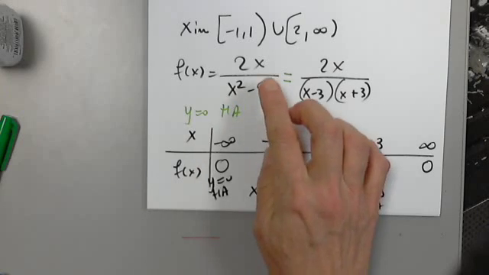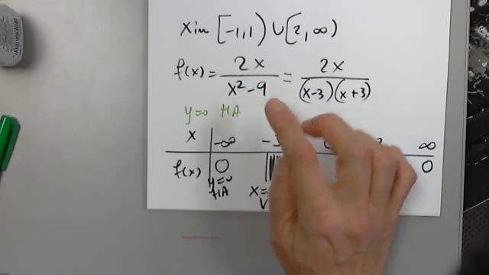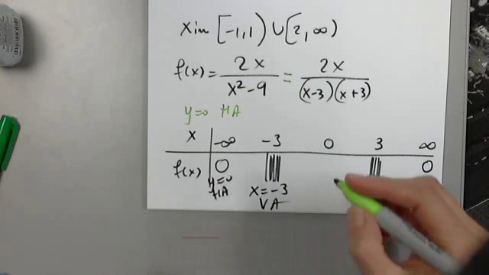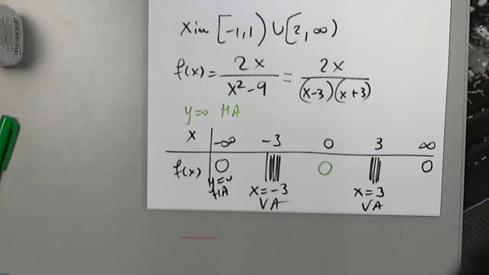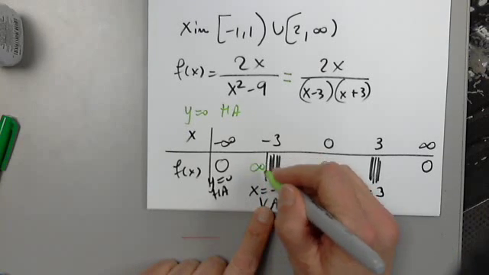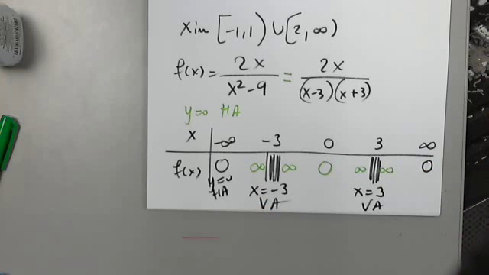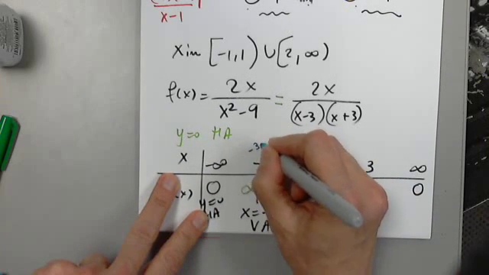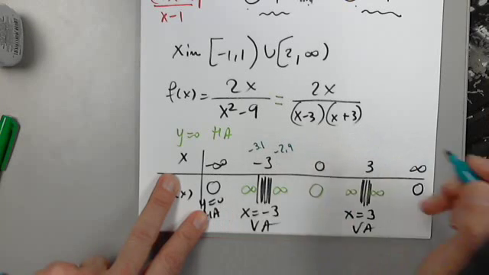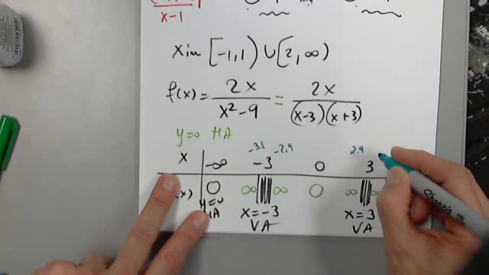When x is 0, 0 at the top and negative 9 at the bottom, 0 over negative 9 is 0. Once I write VAs, I know that this must happen. It's mandatory. Otherwise, they will not be VA. So they must be infinities, but what I don't know is the sign. So I will use something like negative 3.1 and negative 2.9, and I will use 2.9 and 3.1.